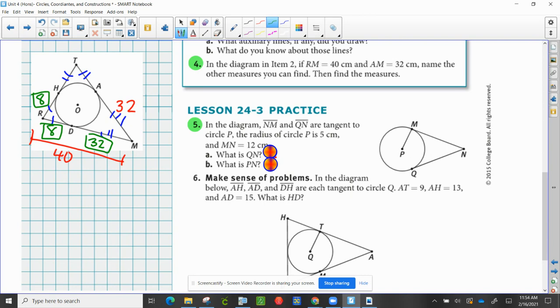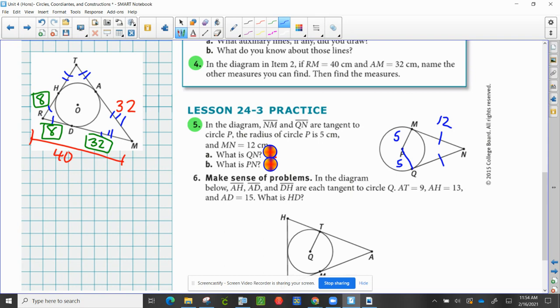Okay. All right, last problem I'm going to have you do is number 5. So in the diagram, NM and QN are tangent to circle P. So if we have our tangent segments, we already know that those two lines are congruent. Okay, it has a radius of 5. Now if that's 5, then this other radius, because all radii are congruent, is also 5. And it says MN is 12.